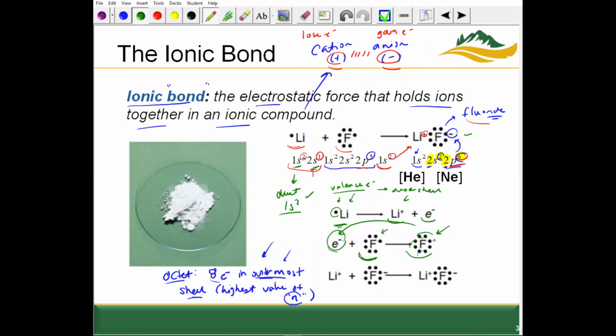When it gained that additional electron, it becomes F minus. Lithium lost an electron to become lithium plus. This is technically the Lewis dot structure for lithium fluoride. We show the charge here on lithium, then we show those 8 valence electrons around fluorine, causing it to then have a -1 charge because it's an anion. It gained an additional electron.